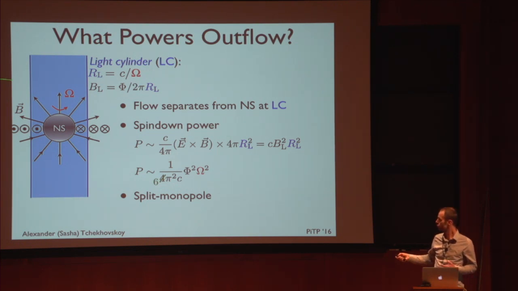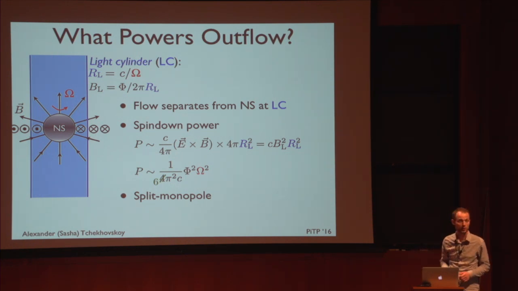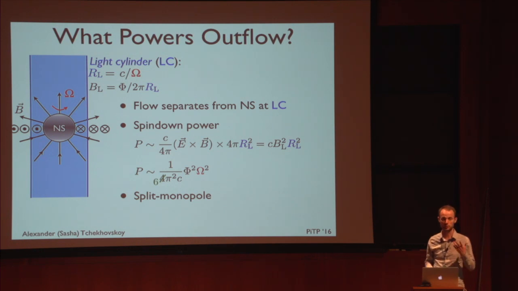You will be able to run this simulation with a black hole at the center. For the monopole field, there will be no current sheet, to make lives easy. And you will be able to measure the spin-down rate. And you will be able to compare it to the simple formulas.